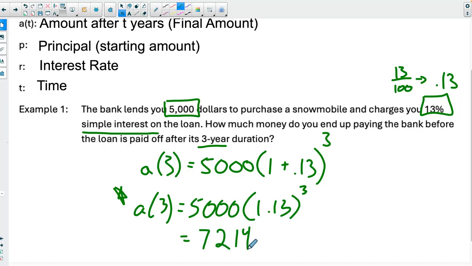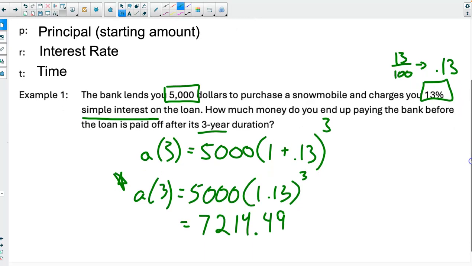I'm writing part of the number up there, but not the whole number. I want you to give me the rest of the number. So 7,214 point what? It is 49. We are going to round up because that 5 is telling us we have to round up. Oh, yes, they would on this. Yep, they would. Because you're paying them. Correct. So we got this.